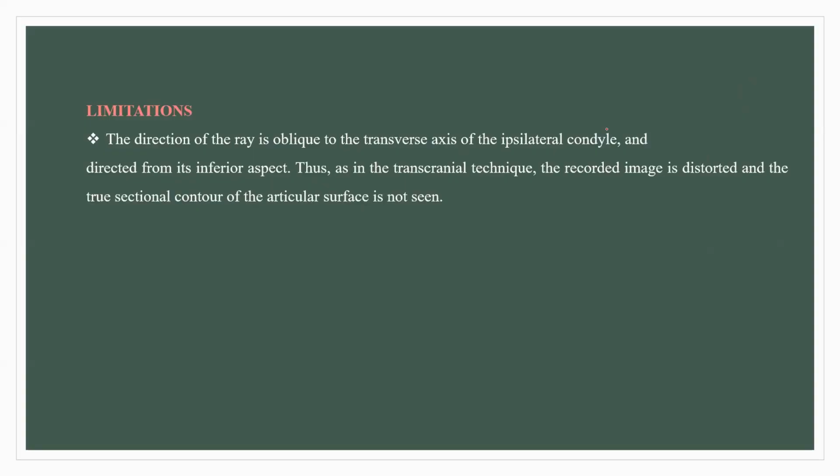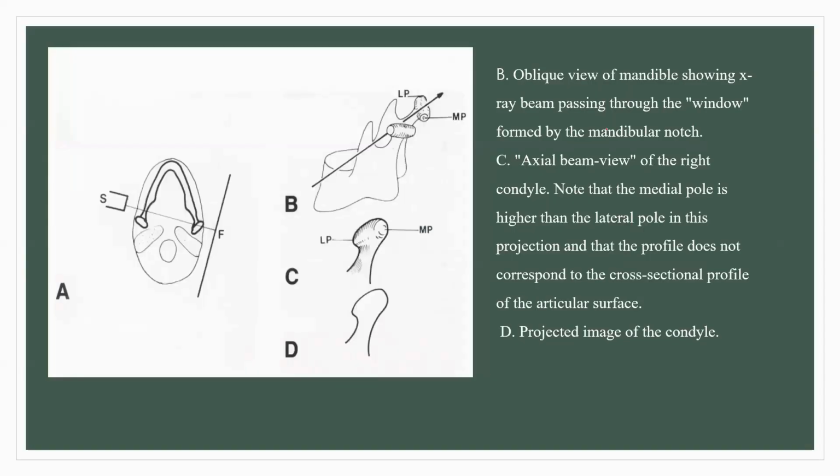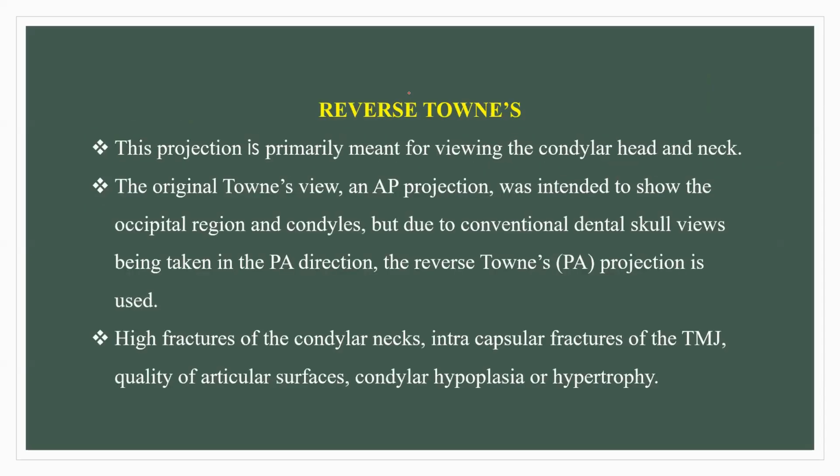So what is the limitation? The direction of the ray is oblique to the transverse axis of the ipsilateral condyle and directed from the inferior aspect, as we have seen. Thus, as a transcranial technique, the recorded image is distorted and the true sectional contour of the articular surface is not seen. They mean to say that because it is coming from below and through the transverse axis, there is a possibility of distortion in the joint of interest. So that is our limitation.